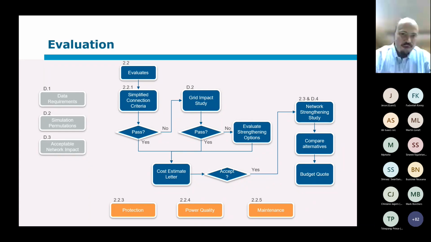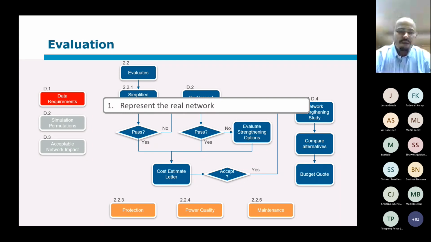So firstly, if we want to do the grid impact study, we've got the data requirements. To start off with, we need something that reasonably represents the real network. And as a side comment to what was said just now, the data that needs to go into the application form, you don't always have a professional engineer or even a pure tech engineer who understands it and is going to fill in the form.